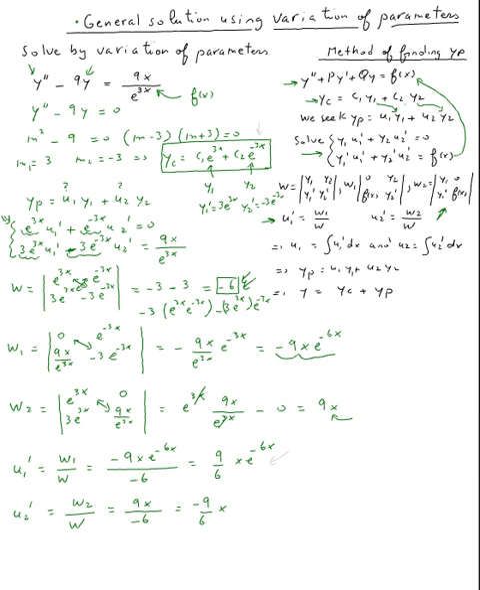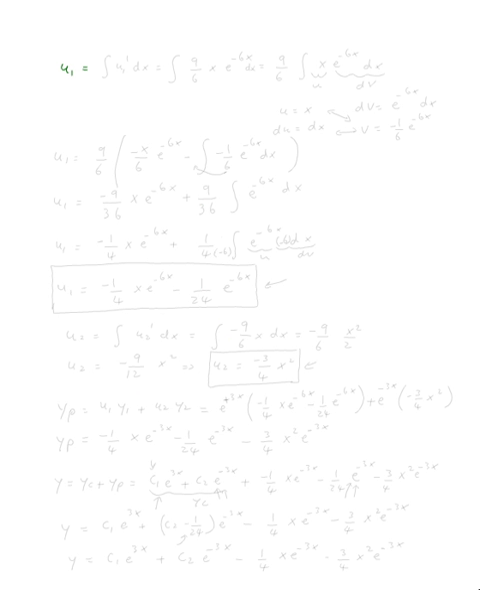Now let's find u1. So u1 is equal to the integral of u1 prime dx, which is the integral of 9 over 6 x e to the negative 6x. I'm getting u1 prime from here. Well, we can use integration by parts. Let's take 9 over 6 outside.